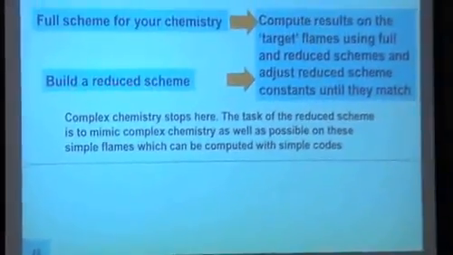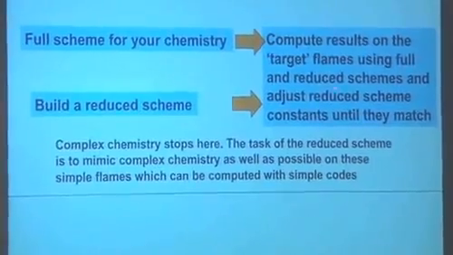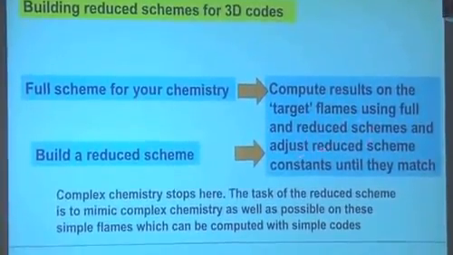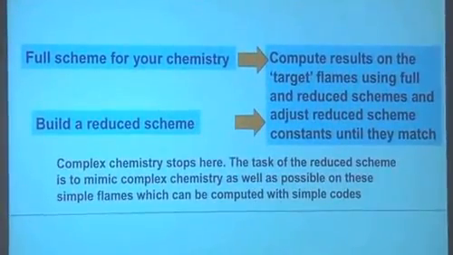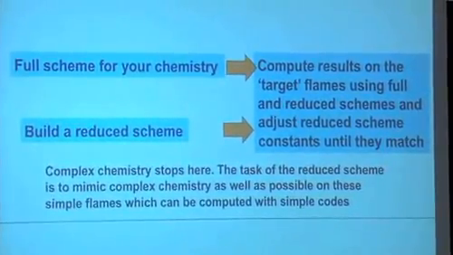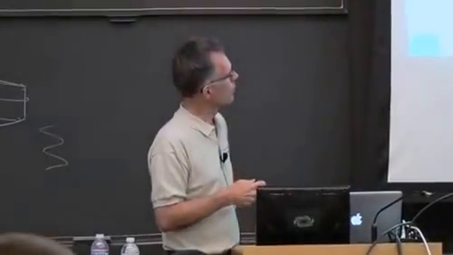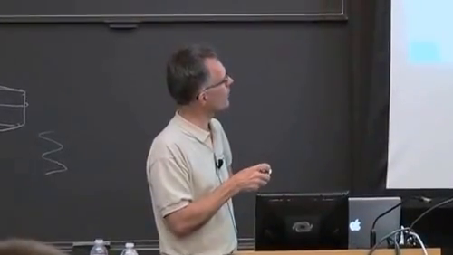So how does it work in practice? We take the full scheme for our chemistry, we take the reduced schemes, and we play with the constants of the reduced schemes until we match the target flames. And then when this works, we say, okay, let's go to the turbulent case now. And the nice property there is that when we go to the turbulent case, the chemistry is simple. We don't need to worry about tabulation. This will be captured right away.